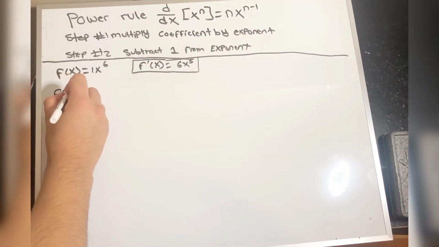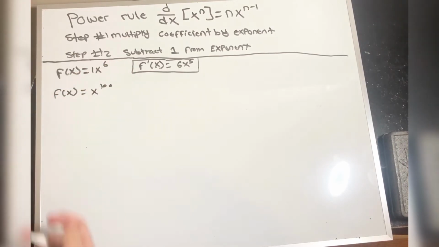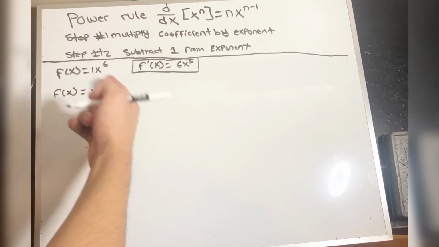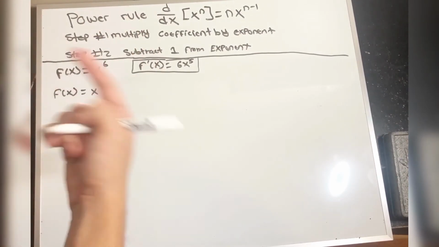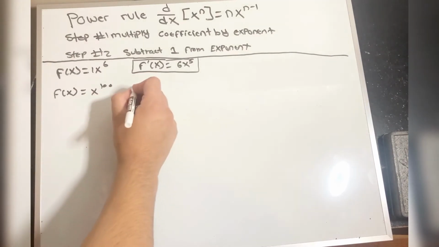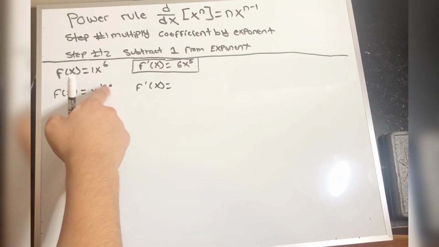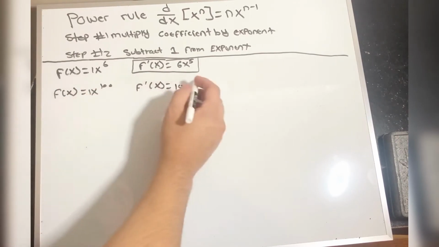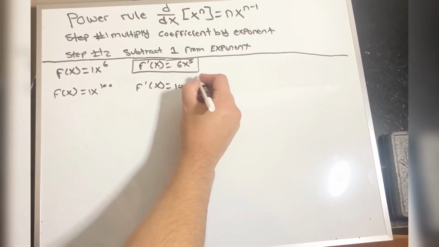f of x is equal to x to the 100. Right, we're going to do it the same way. So we're going to multiply the exponent with the coefficient, and then we're going to subtract 1 from the exponent. So we have f prime of x is equal to 100, because 100 times 1, we don't see the 1, right? 100 times x, 100 minus 1, 99.